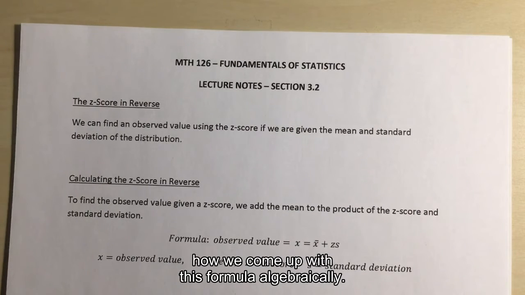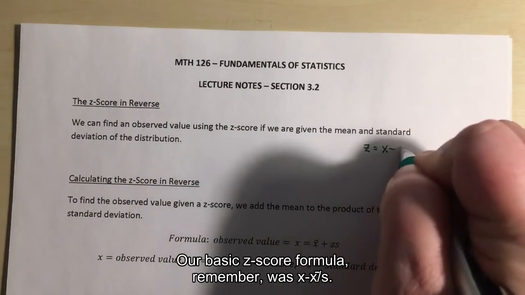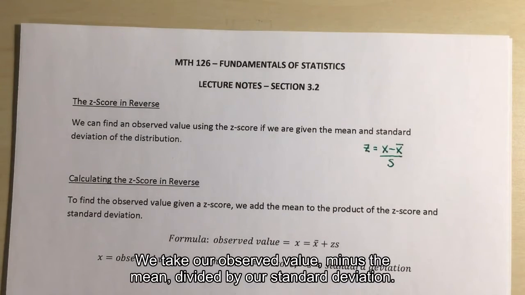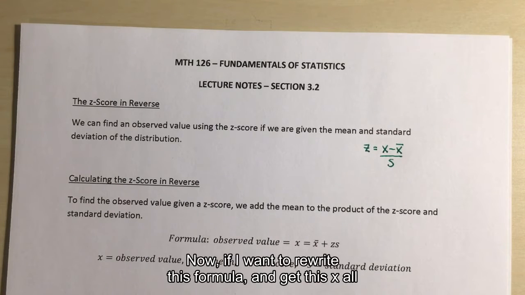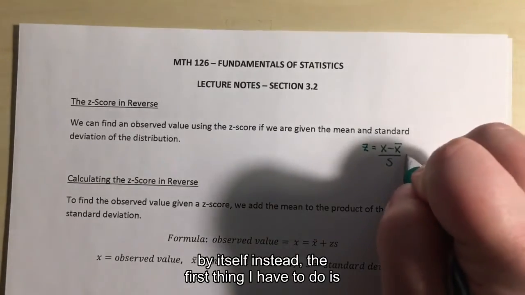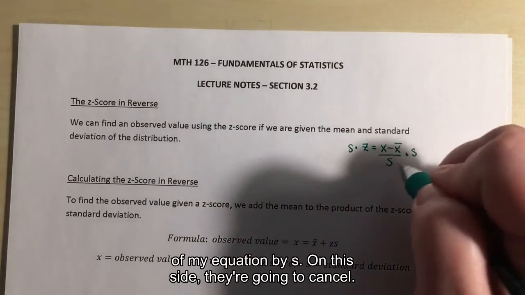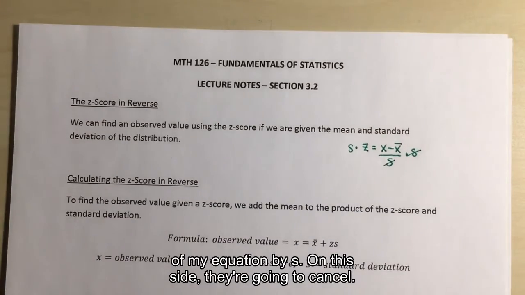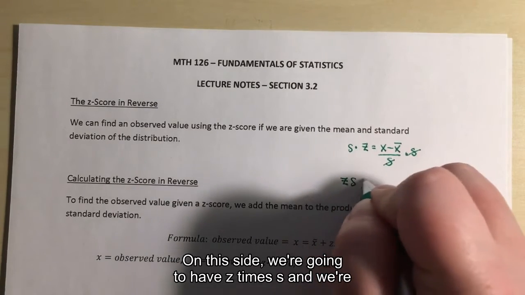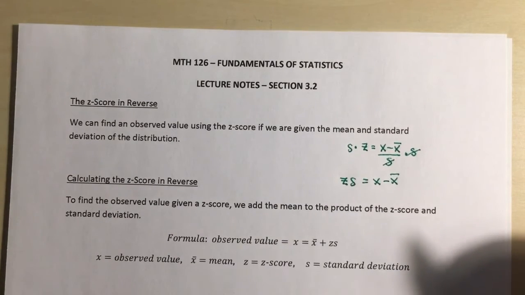So what I'm going to do here is just show how we come up with this formula algebraically. Our basic z-score formula, remember, was (x minus x bar) over s. We take our observed value minus the mean divided by our standard deviation. Now, if I want to rewrite this formula and get this x all by itself, the first thing I have to do is get rid of this s. So I'm going to multiply both sides of my equation by s. On this side, they're going to cancel. On this side, we're going to have z times s, and we're just going to be left with x minus x bar on our other side.